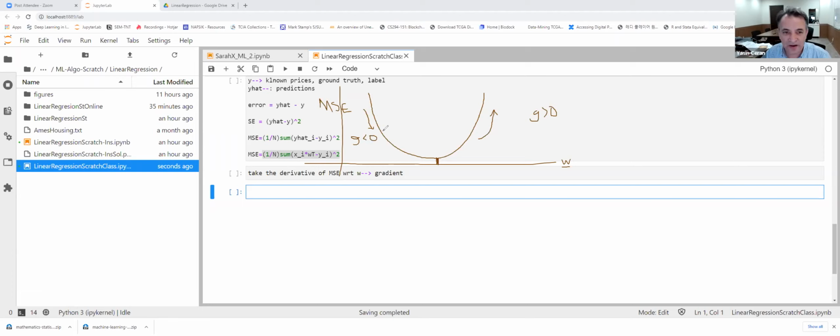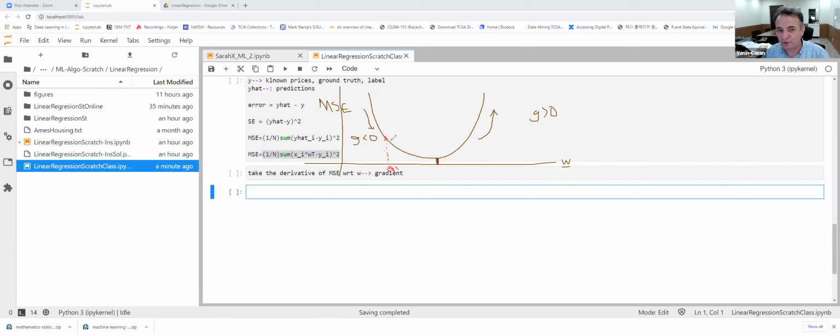Let's say you are here. Let me change the color. So at this point you have some W, sorry guys, W prime. You are right here, and your gradient is less than 0. You take the derivative of your mean squared error with respect to W, and it turns out to be negative. That means you are here.